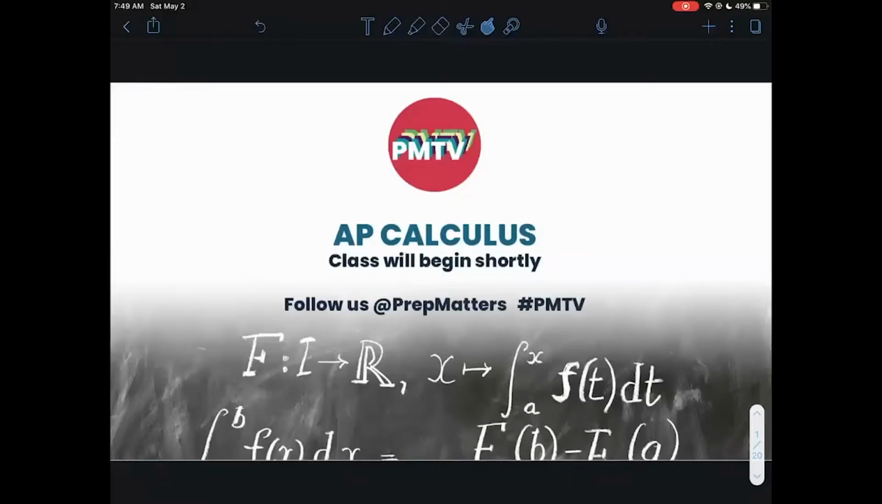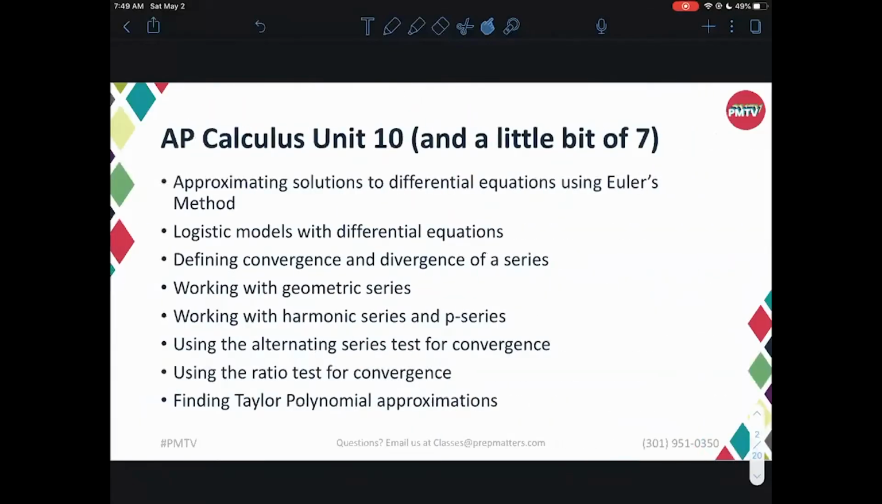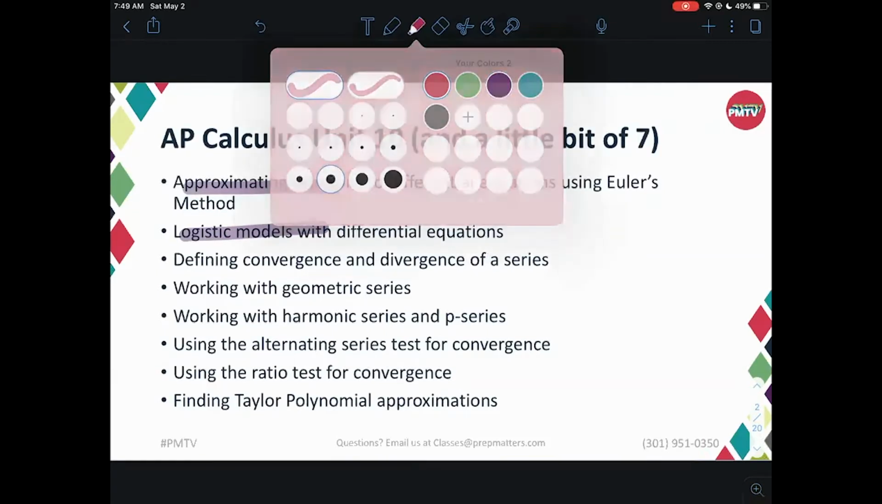We will not cover all of Unit 10 because parts of this are off of the curriculum for this year's AP test, but we will do some of the pieces of Unit 10. So here is where we are going today. We are going to, again, start with two quick Unit 7 differential equation pieces, and then we will turn to that sequences and series work.